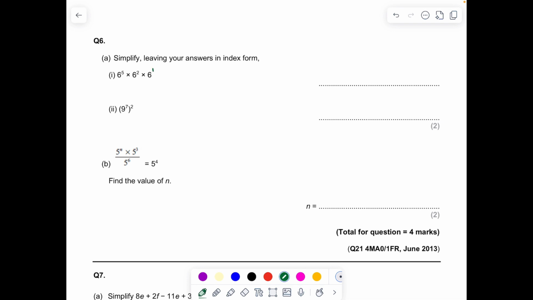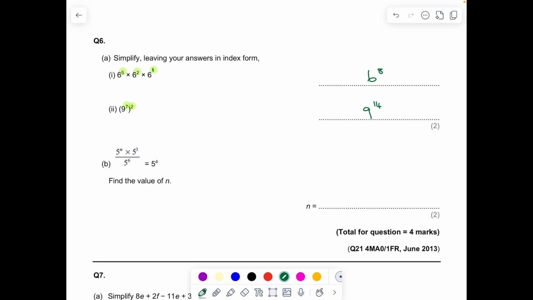This is 6 to the power of 1. Remember, when we're multiplying, we add the indices. So 5 plus 2 plus 1, and that would be 6 to the power of 8. When the indices are next to each other, we multiply. So 7 times 2, and so that would be 9 to the power of 14.